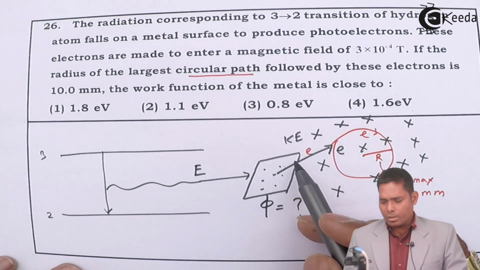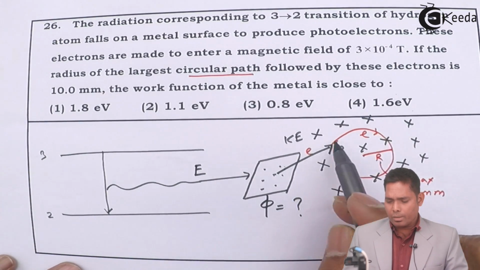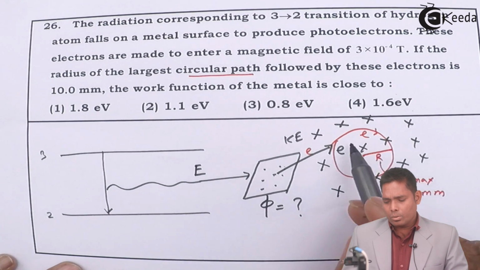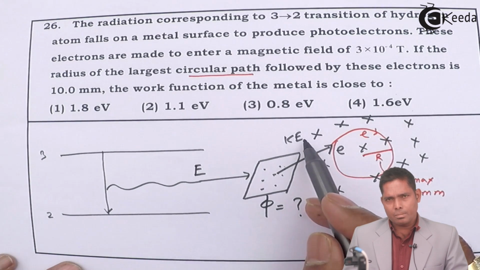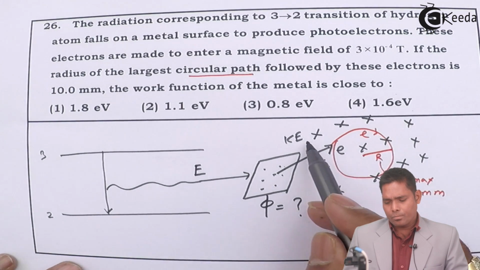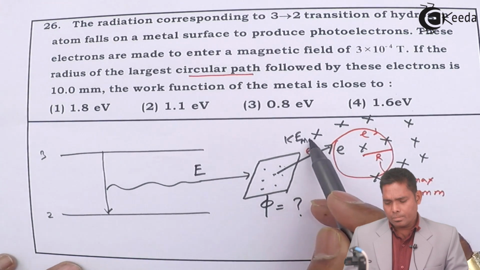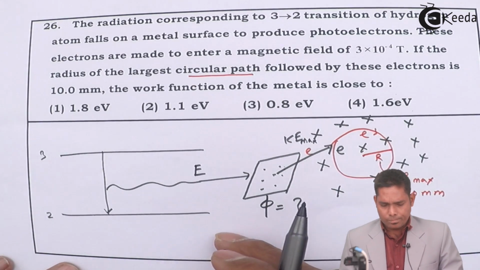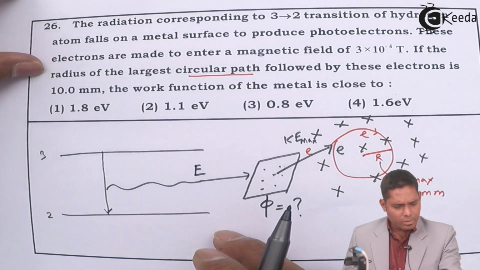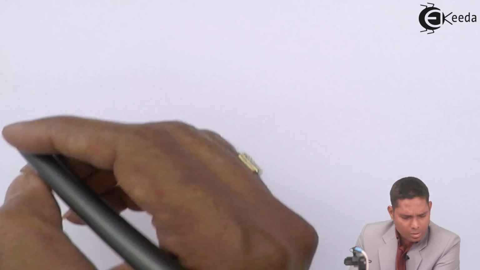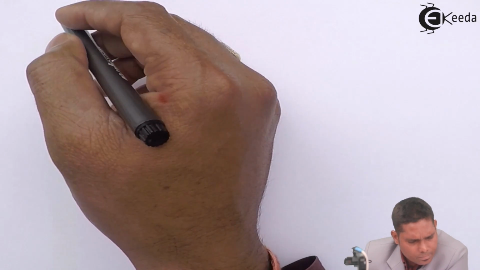And for this kinetic energy, we're considering those electrons which have the maximum radius. If it moves in a maximum radius, then the kinetic energy is also maximum. So we are talking about those electrons which have come out with maximum kinetic energy. Okay, now we have to write the relation. When the transition is made from this to this, then what will happen? Now the situation is clear.